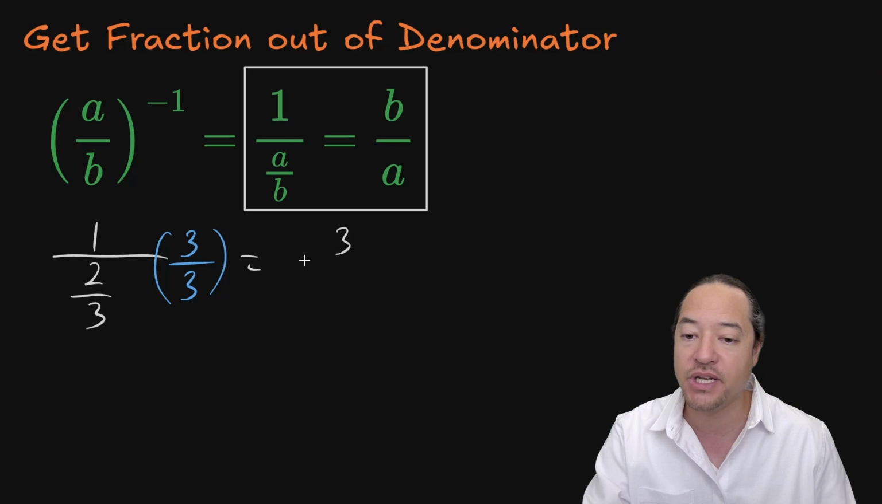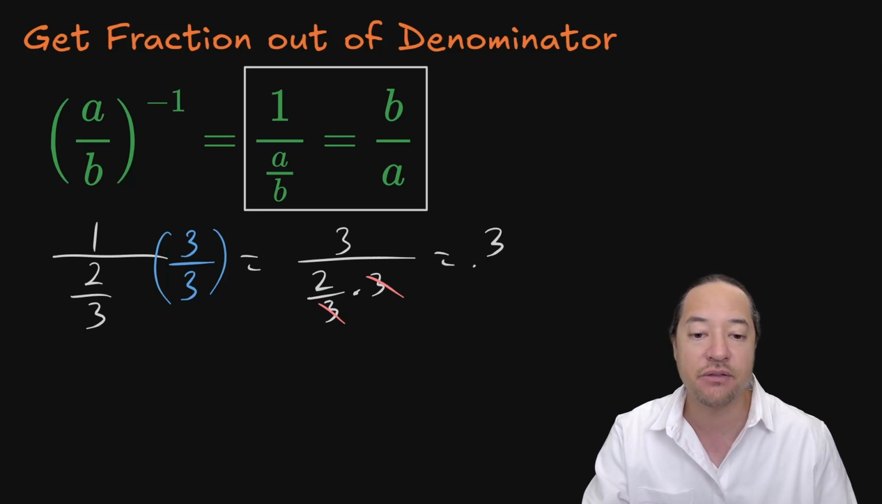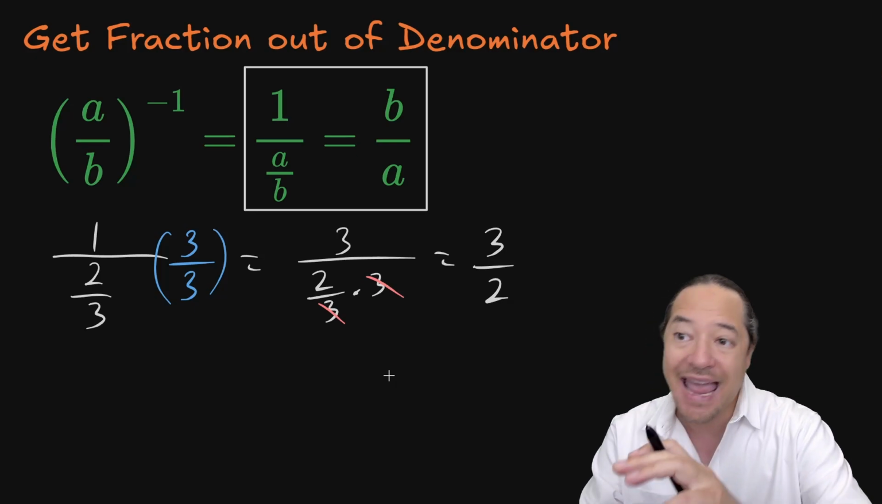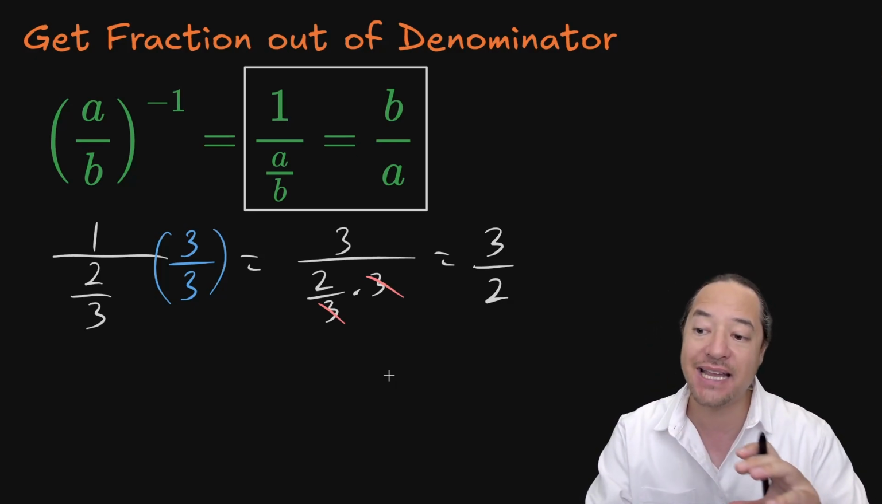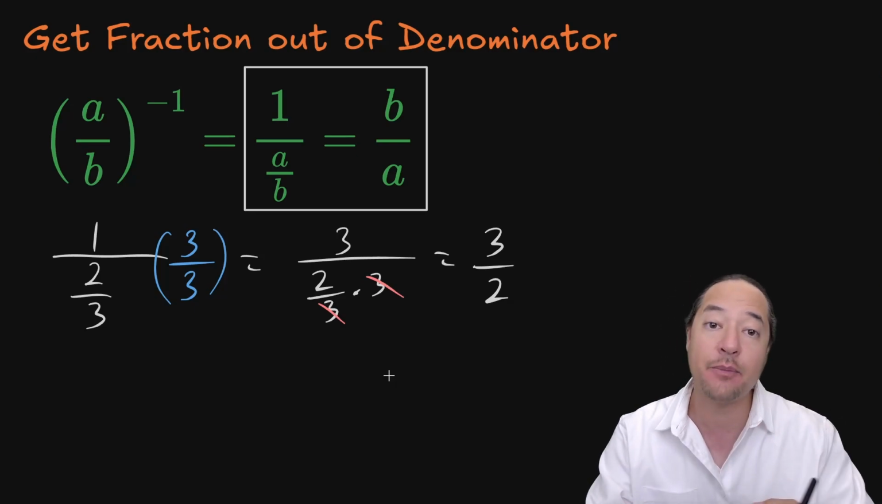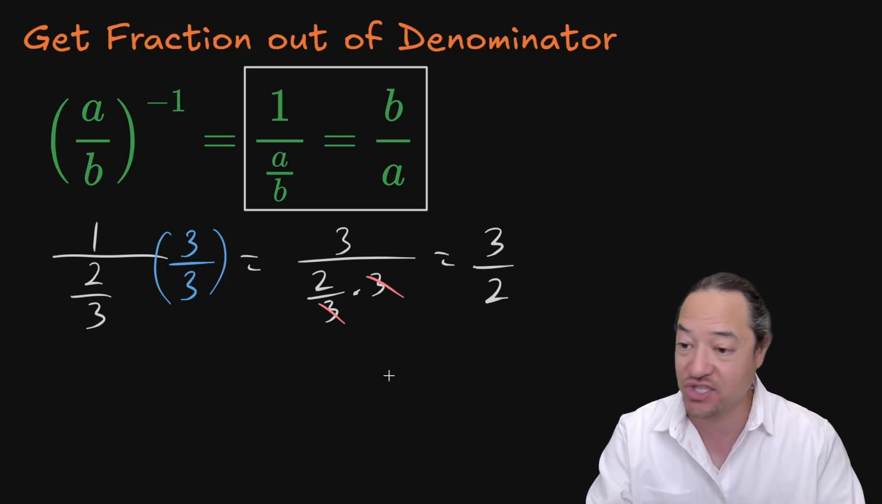So if we multiply this by 3 over 3, what are we going to get? Well, we'll get 3 in the numerator. Then we'll have 2/3 multiplied by 3. And these 3's cancel out, right? And so now what we get is 3 over 2. So we can get this 2/3 out of the denominator by getting its reciprocal, okay? So we can take the denominator out as its reciprocal.